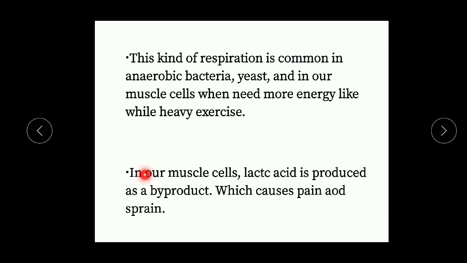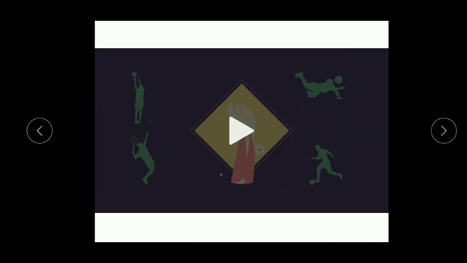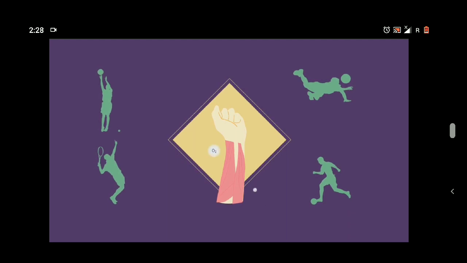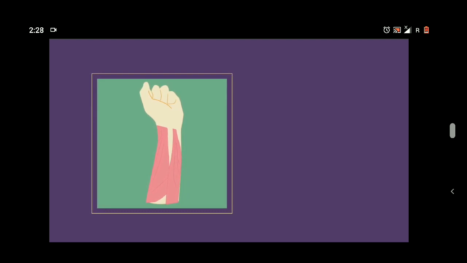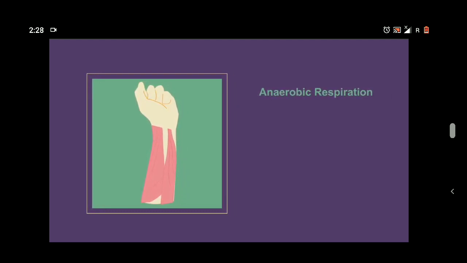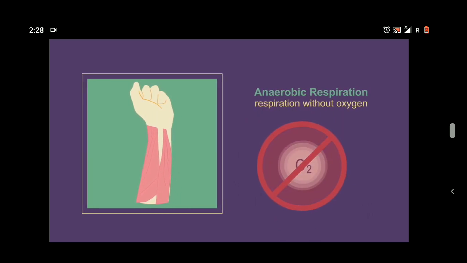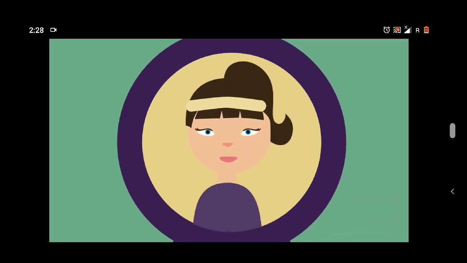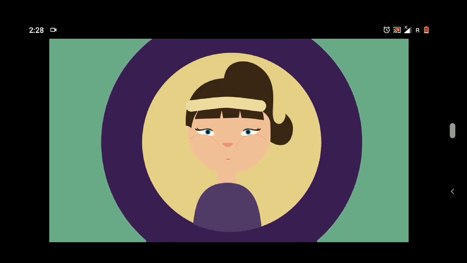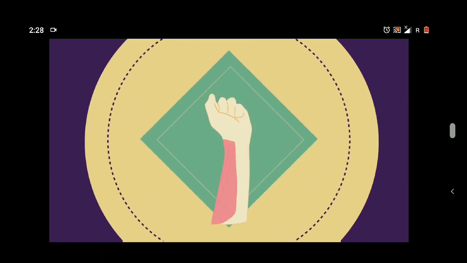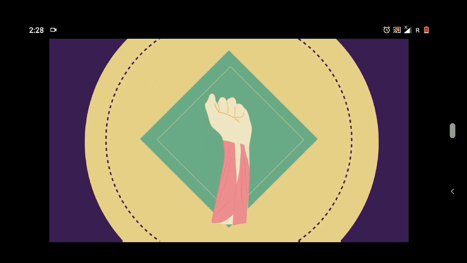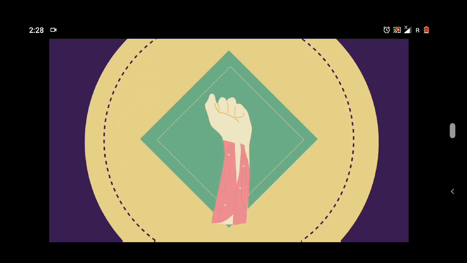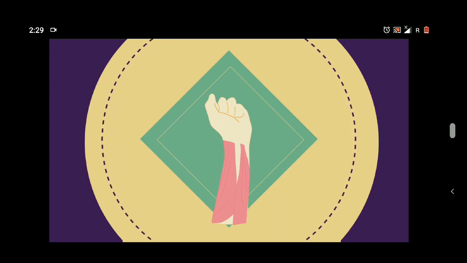Sometimes anaerobic respiration takes place in highly developed animals as well, like humans. When suddenly we do any heavy exercise or running, we feel a lot of pain in our muscles. That happens because of the anaerobic respiration taking place in the muscle cells. Let us know how. While exercising or heavy running, the muscle cells need more energy, but the lungs and heart both cannot pump that much energy to the muscle cells in the short span of time.